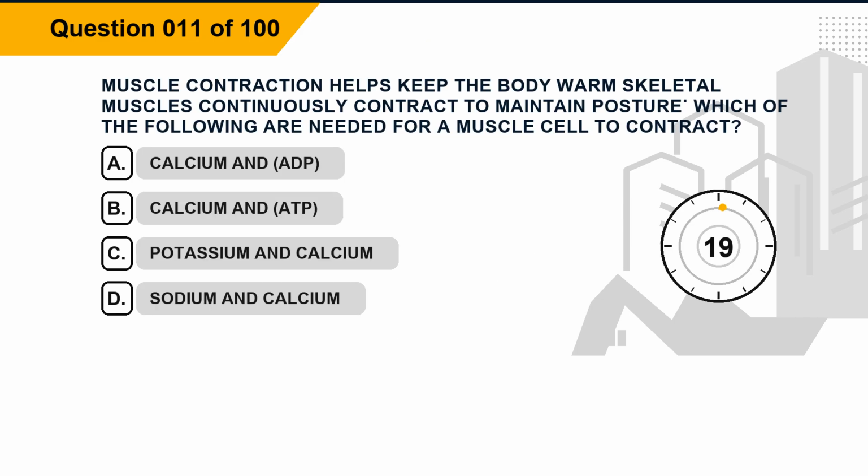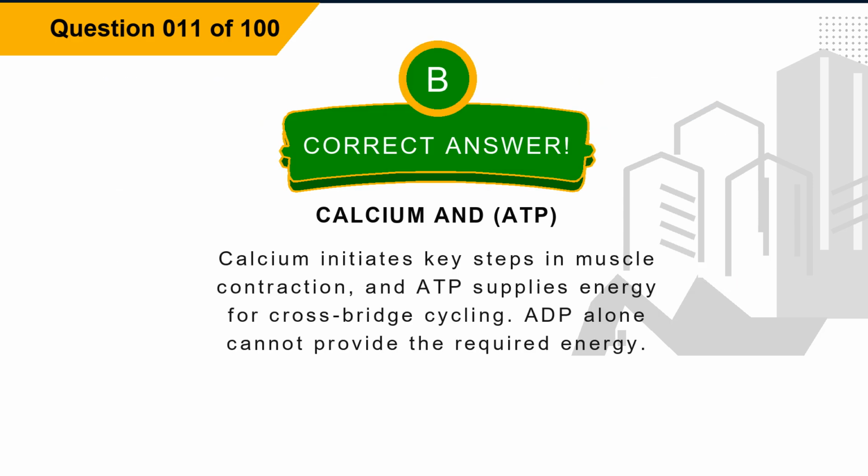Question 11. Muscle contraction helps keep the body warm. Skeletal muscles continuously contract to maintain posture. Which of the following are needed for a muscle cell to contract? Option A. Calcium and ADP. Option B. Calcium and ADP. Option C. Potassium and calcium. Option D. Sodium and calcium. The correct answer is option B.